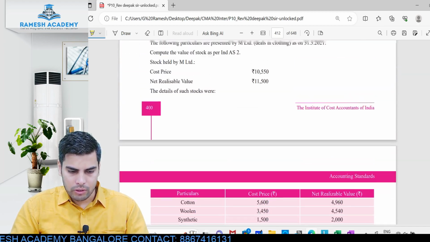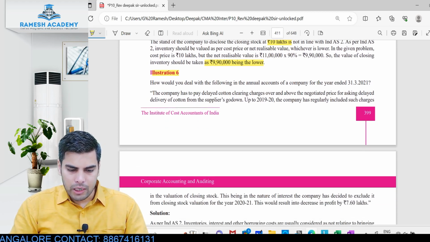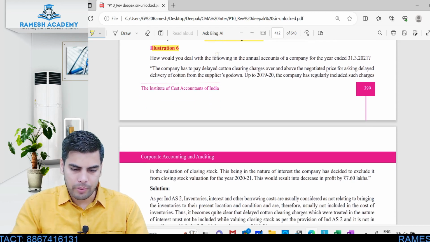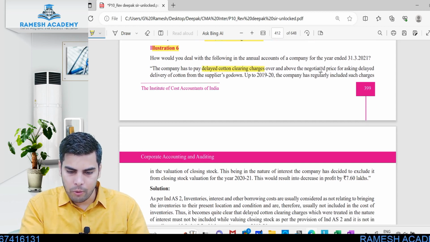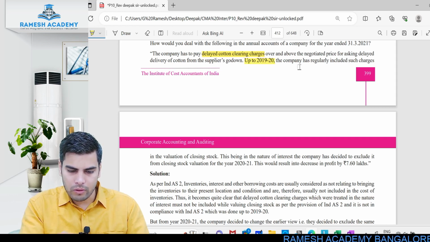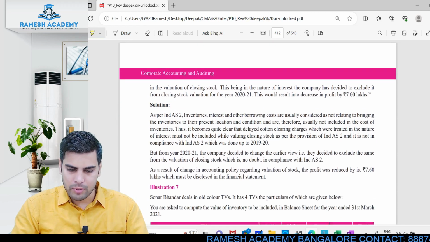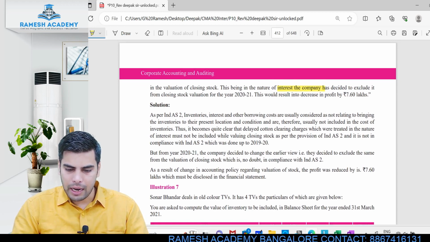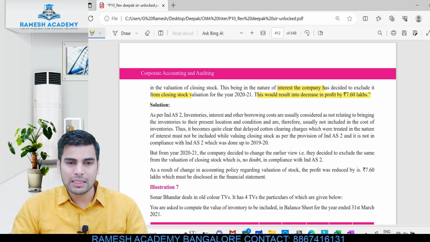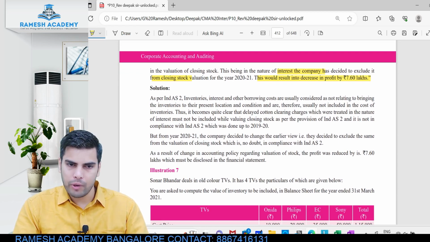All right, so let's move on to the next illustration, illustration number 6. How would you deal with the following in the annual accounts of the company for the year ended 31st March 2021? The company has to pay delayed cotton clearing charges over and above the negotiated price for asking delayed delivery of the cotton from the supplier's godown. Up to 2019-20, the company has regularly included such charges in the valuation of closing stock. This being in the nature of interest, the company has decided to exclude it from the value of the closing stock. This would result in a decrease in the profit by 7.6 lakh. So should this particular amount form part of your inventory or not? That is what they are asking.